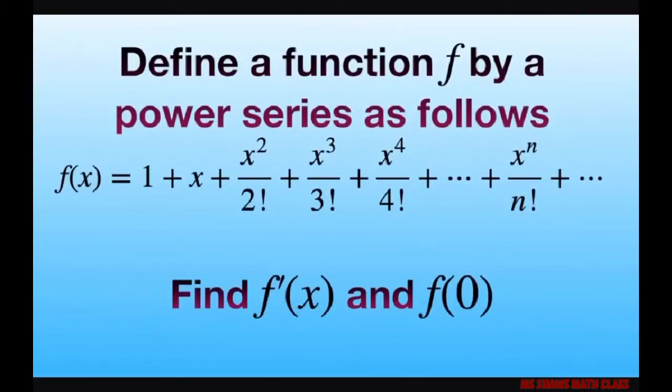Everyone, we're going to define a function f by a power series as follows. f of x equals 1 plus x squared divided by 2 factorial plus x cubed divided by 3 factorial and so on till we get to x to the nth power divided by n factorial. We're going to find the derivative of f of x and f of 0, and also find that y equals e to the power of x. So that's how we're going to define the functions.